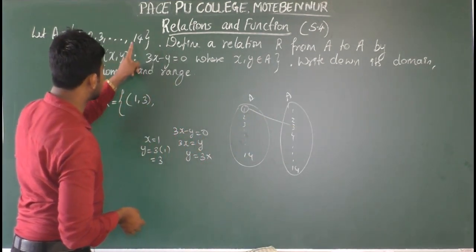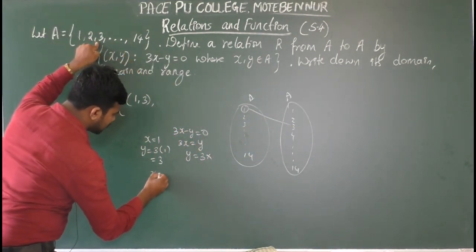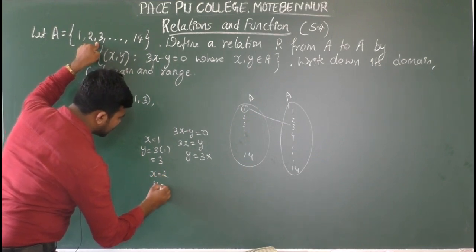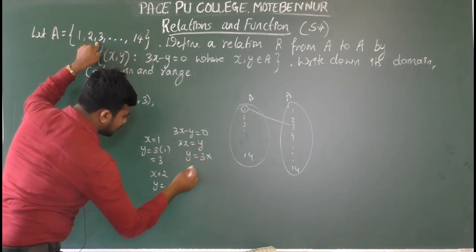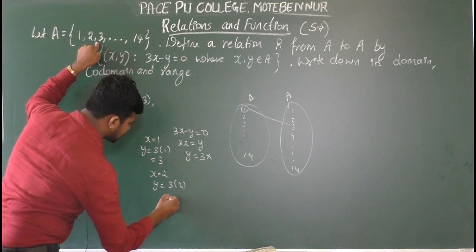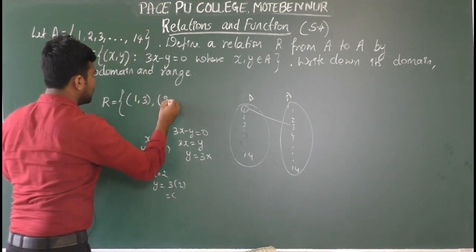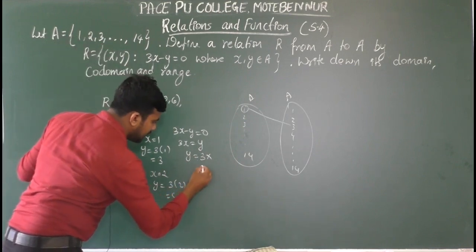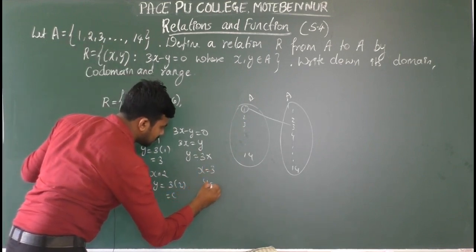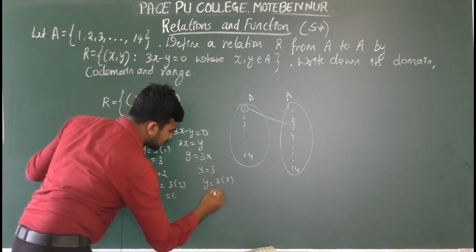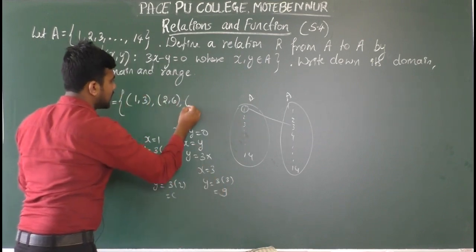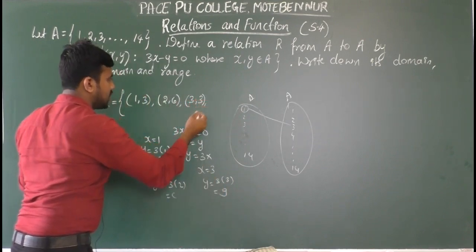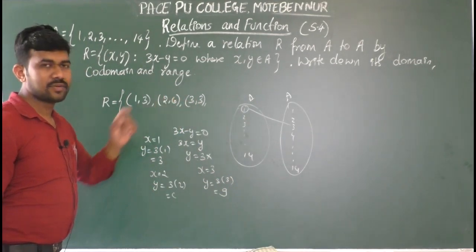Similarly, if you take x is equal to 2, then what is y? That is 3 into 2, which is nothing but 6. So 2 comma 6. Next, if you take x is 3, then y is equal to 3 into 3, that is equal to 9. So the next relation is 3 related to 9.